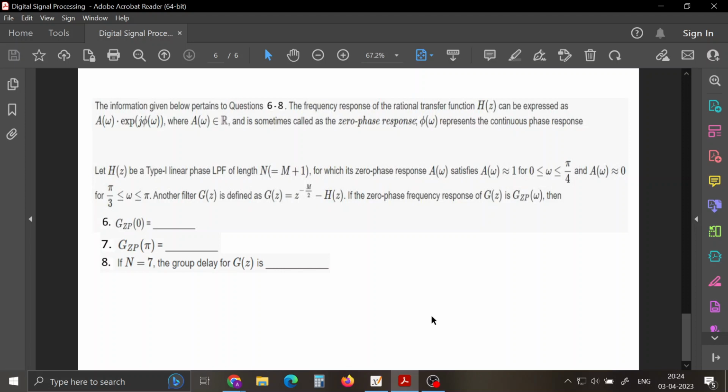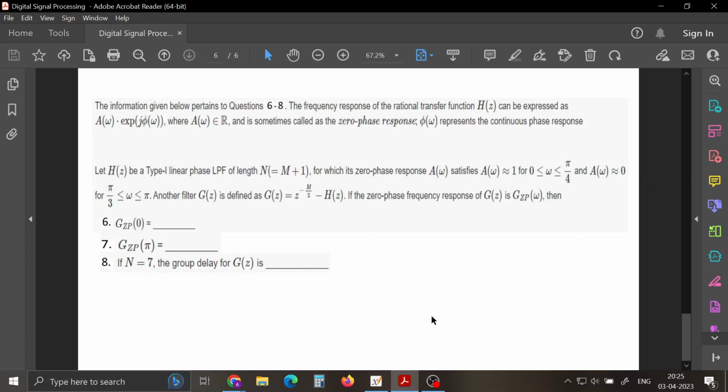Here capital H of z is a type 1 linear phase low pass filter, and it has length capital N, which is equal to m plus 1. The zero phase response, this amplitude part capital A of omega of this filter, satisfies these constraints. It is approximately equal to 1 whenever omega lies in the interval 0 to pi by 4, and it is equal to 0 when omega lies in the interval pi by 3 to pi.